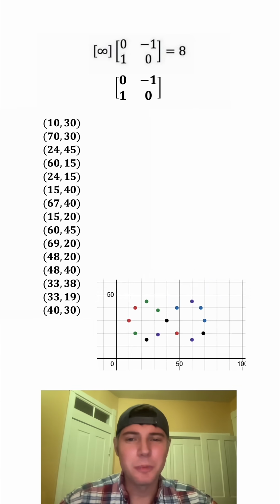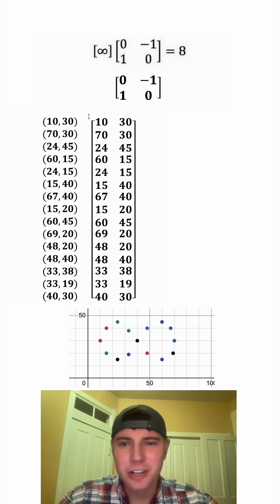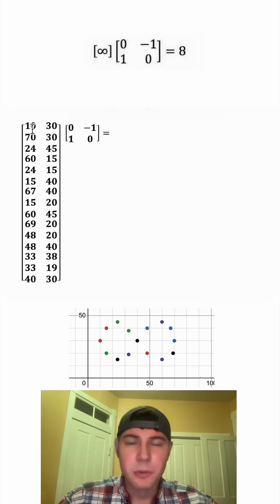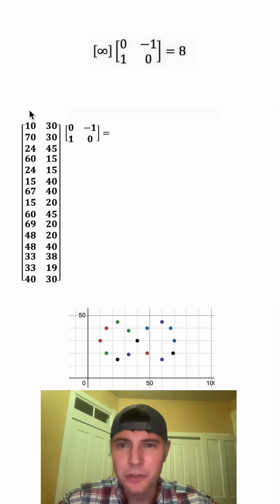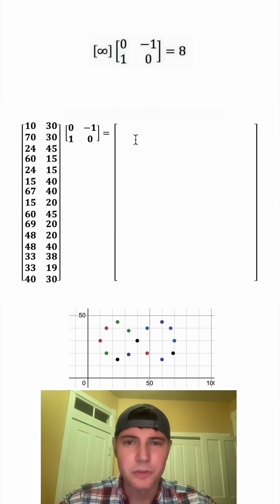Next, let's take all these points and stick them in a matrix like this. All of the x values are in the first column and all the corresponding y values are in the second column. And let's do this matrix multiplication. So when you're multiplying a matrix that's 15 rows by 2 columns times a matrix that's 2 rows by 2 columns, you're going to get another matrix that's 15 rows by 2 columns.